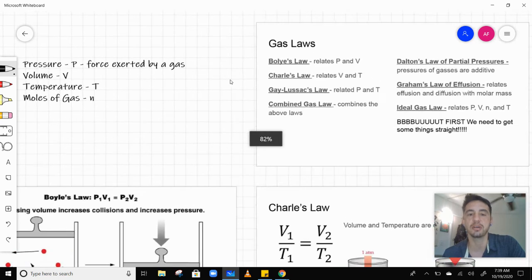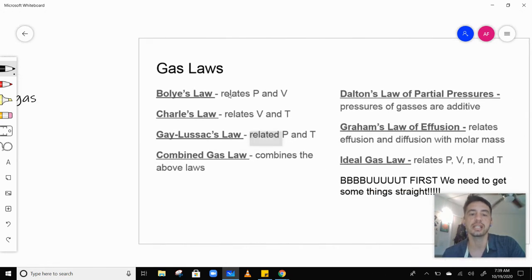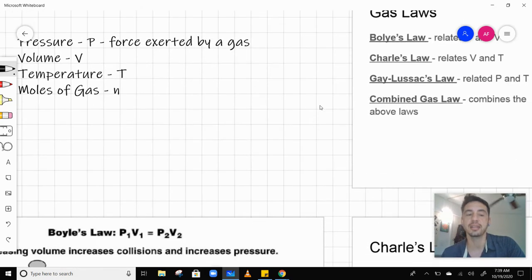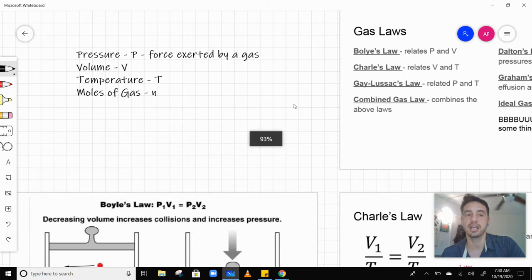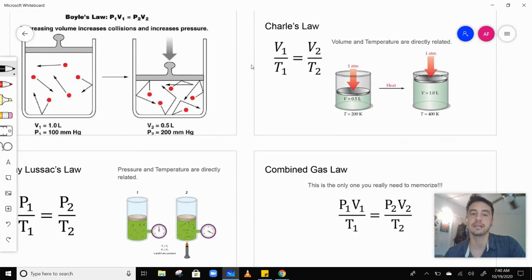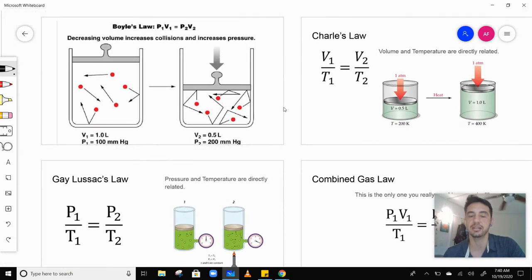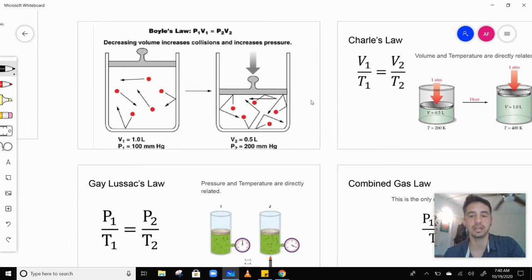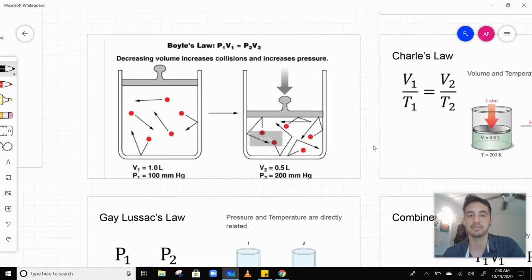The first one we're going to talk about is Boyle's law. Boyle's law relates pressure and volume. Charles' law relates volume and temperature. Gay-Lussac's law relates pressure and temperature. And then the combined gas law combines all of the above. So we're just going to talk about Boyle's, Charles', and Gay-Lussac's today. Tomorrow we'll talk more about how to actually calculate these things. We're not going to calculate anything today. We'll do the calculations tomorrow. We're just trying to get the concepts down today.